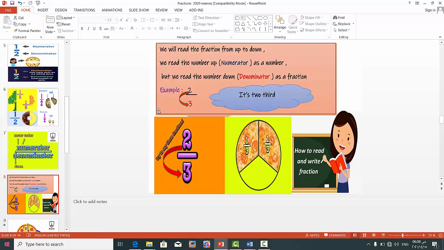Okay, now we will read the fraction. How can I read the fraction, teacher? All the time, I read the fraction from up to down. I read the number which is up, the numerator, as a number. But the number down, the denominator, we read as a fraction. So I will read 2/3. Here I have third and third. We call it 2/3.